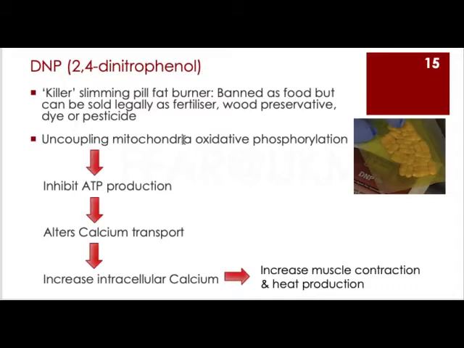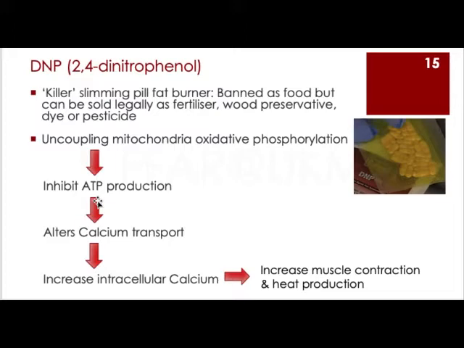So how does it work? It works on the mitochondria by uncoupling the oxidative phosphorylation system, and therefore it inhibits ATP production. As you all know, ATP is an energy source, so it cuts off ATP production and transfers all the energy into heat in a way. Therefore, you cause more burning of fat.